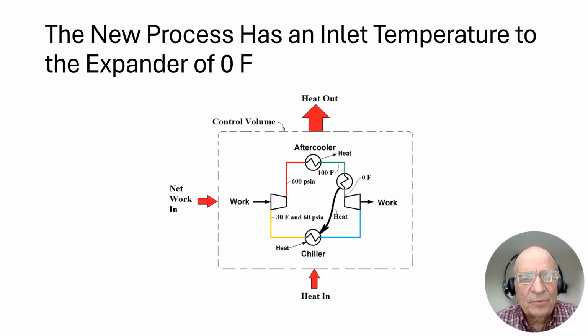This is what our new process would look like. We now have an inlet temperature to the expander of 0 degrees Fahrenheit. Let's take a look at how it's going to affect the outlet temperature of the expander and the operation of the chiller.